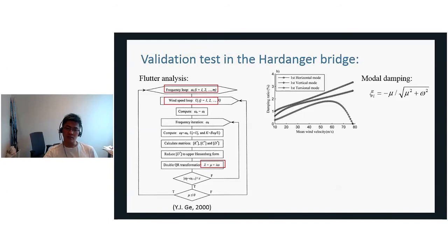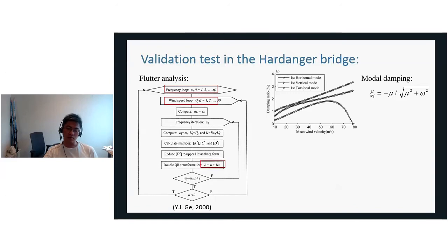The modal damping can also be calculated using the eigenvalues, and I plot the modal damping of the first lateral, vertical and torsional modes. You can see that as the mean wind velocity increases to about 78 meters per second, the modal damping for the torsional mode becomes zero. If you keep increasing the wind velocity, the structure will have negative damping and become unstable. So 78 meters per second is the critical mean wind velocity based on the frequency domain method.